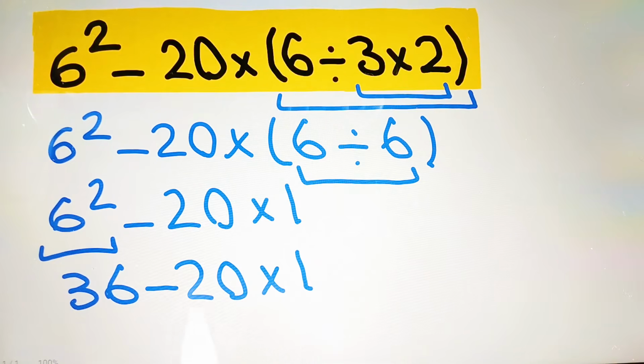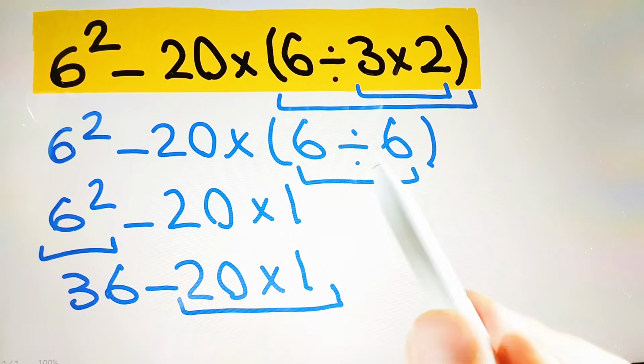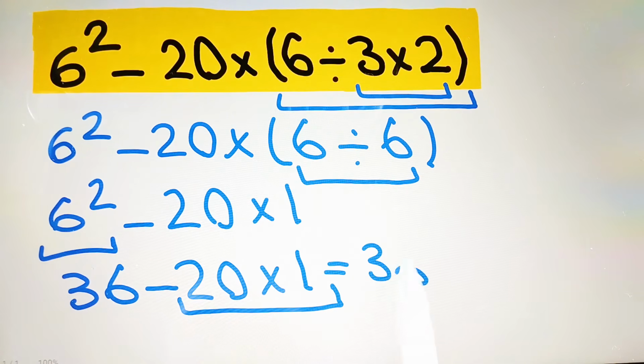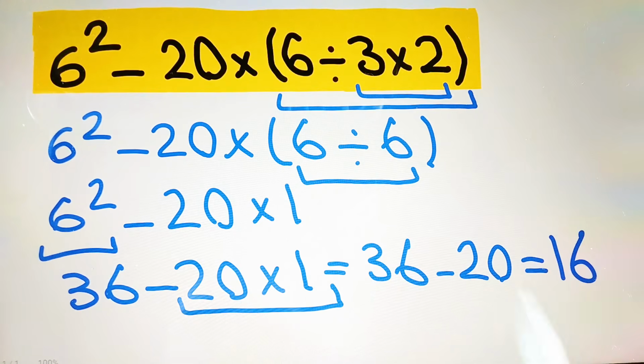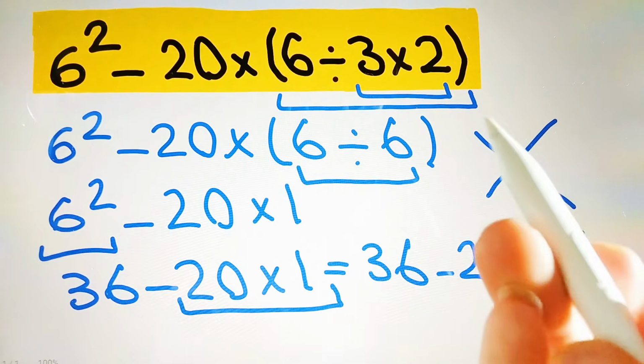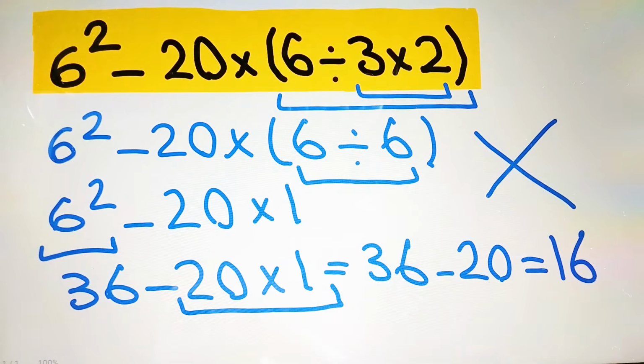And in the final step, they go for the multiplication between 20 and 1 because they believe multiplication has a higher priority than subtraction. So, instead of this expression, they write 36 minus 20, which finally gives them the answer 16. However, this answer is actually incorrect. Alright, now let me show you how to solve this expression properly.